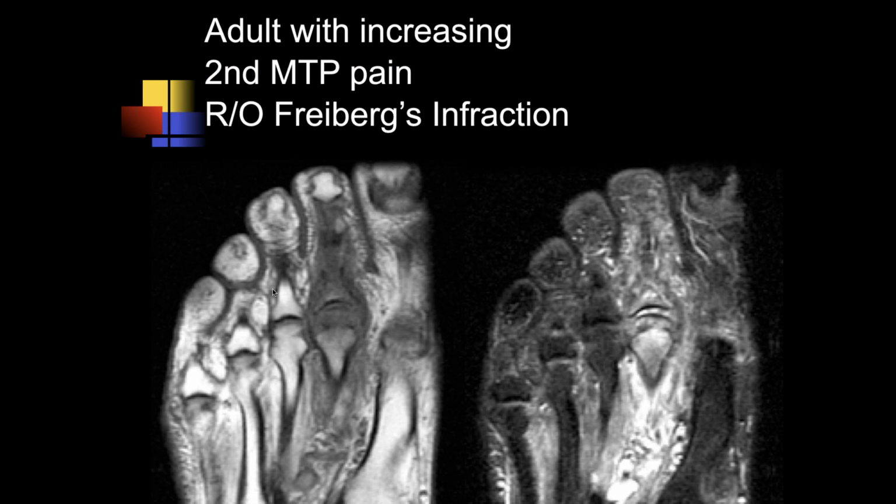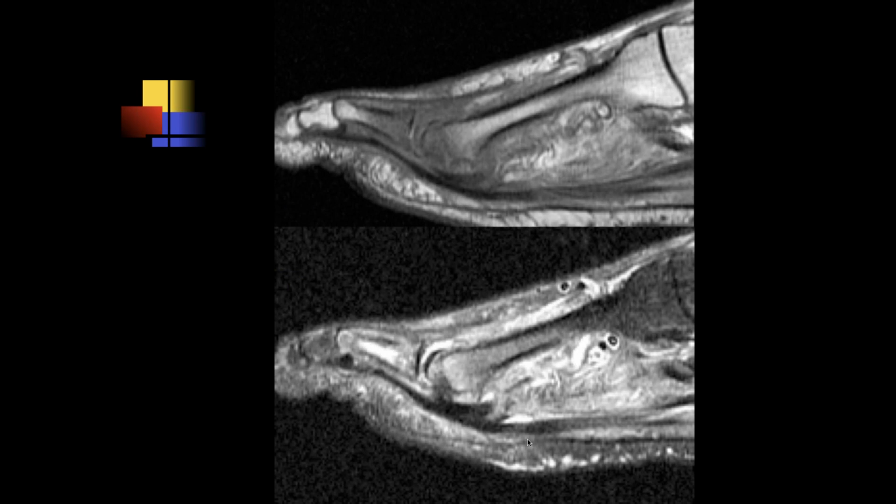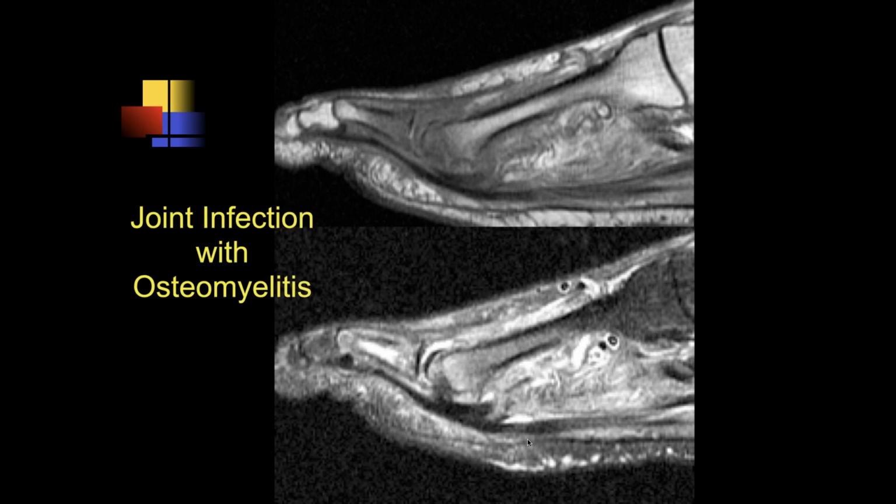Okay, Ashu? Right, so adult with increasing second metatarsal pain, rule out Freiberg's infarction, and it looks like there's actually significant low T1 signal, poor cortical margins of the distal second metatarsal, as well as the proximal and intermediate phalanx of the 2nd digit, and a lot of soft tissue edema. I don't know if those are fluid collections or abscesses there as well. I see some low signal foci, which may be gas or foreign bodies. This looks concerning for osteomyelitis and septic joint to me.